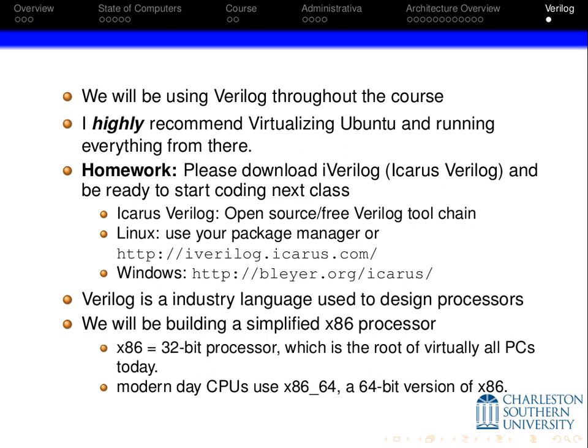Why Verilog? It's an industry language used to design processors. So we're going to be building a simplified x86 processor. x86 is a 32-bit processor, which is the root of virtually all PCs. Modern day CPUs use x86_64, which is a 64-bit extension of x86. I'm trying to make this simple, so we're going to stick with the 32-bit version because it is definitely simpler than the 64-bit version.